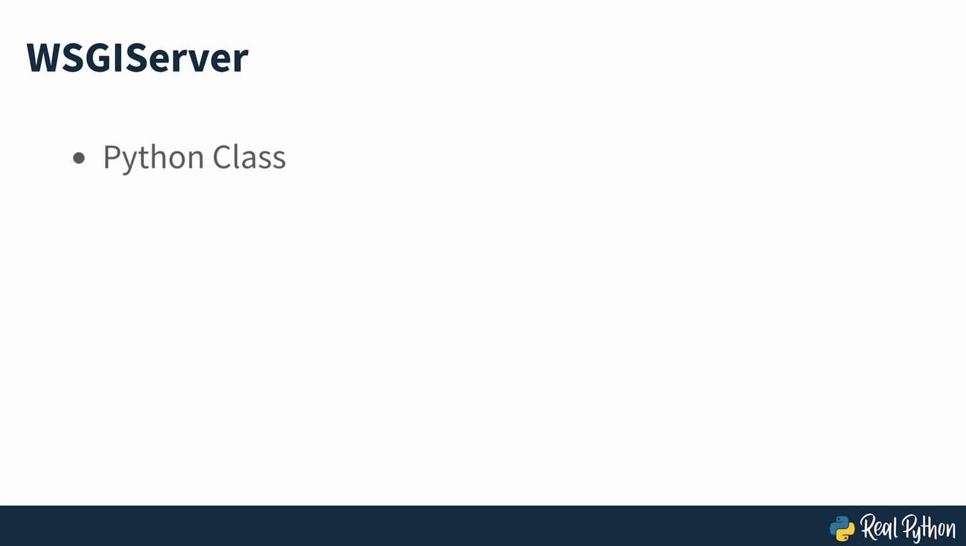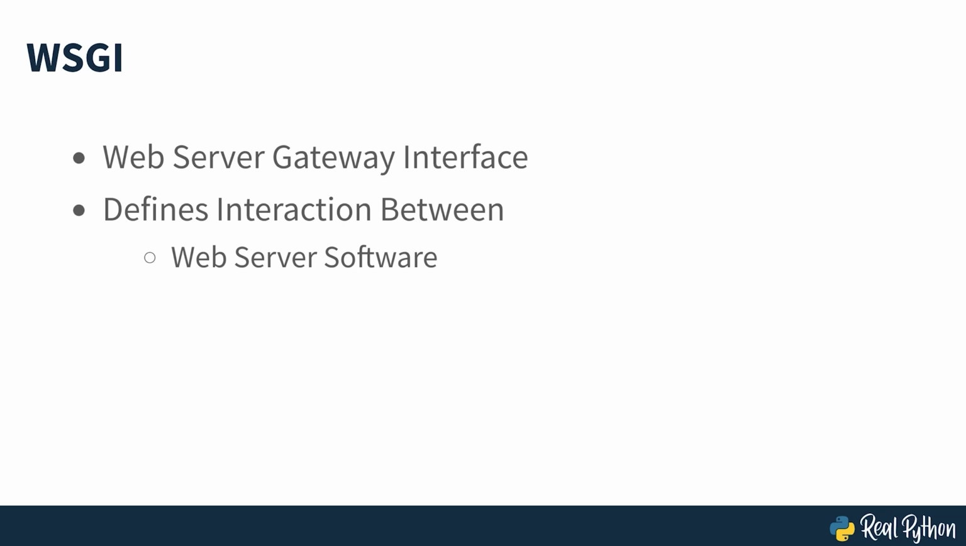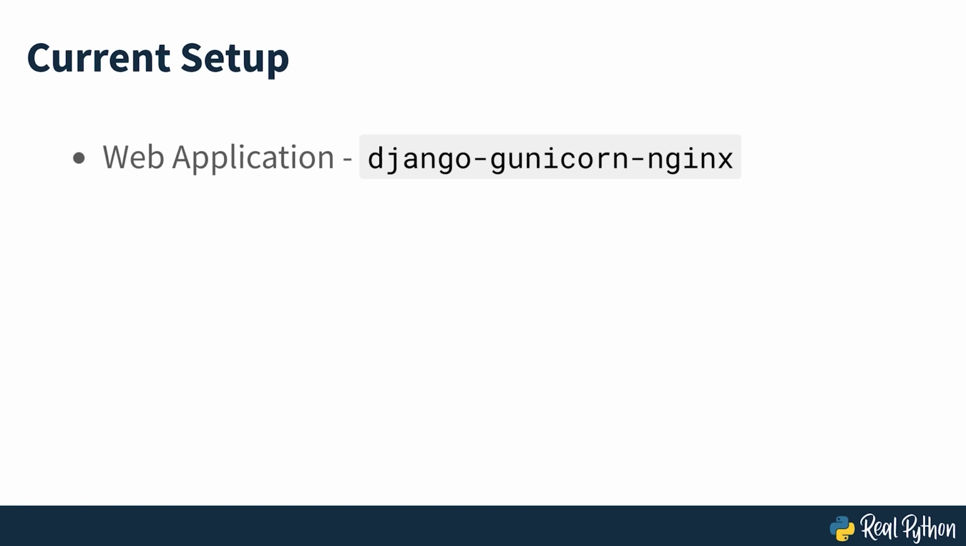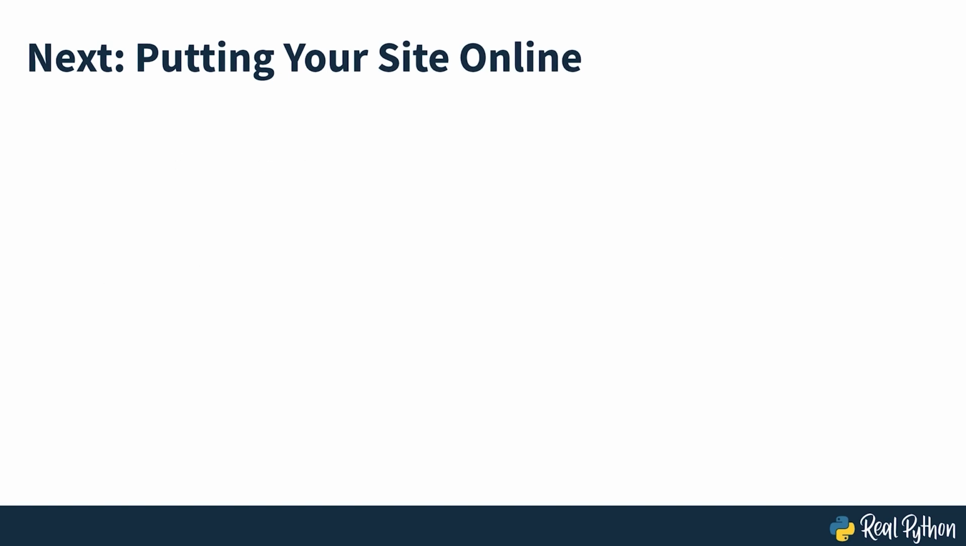WSGIServer is nothing more than a Python class defined by Django that implements the Python WSGI protocol. What this means is that it adheres to the Web Server Gateway Interface, which is a standard that defines a way for web server software and web applications to interact. In our example so far, the Django Gunicorn Nginx project is the web application. Since you're serving the app in development, there's actually no separate web server. Django uses the simple server module, which implements a lightweight HTTP server and fuses the concept of web server versus application server into one command, runserver. In the next section of the course, you'll see how to get your site online for the world to see.